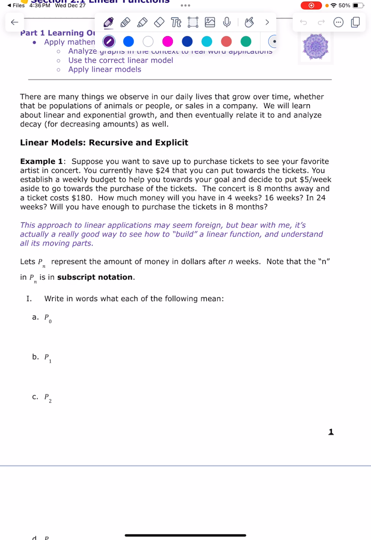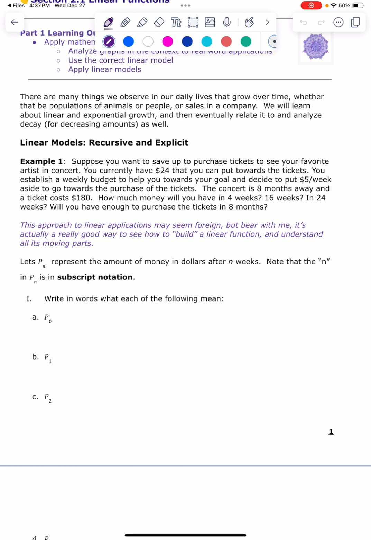So we're going to use an example. You're saving up for tickets to see your favorite artist in concert. Maybe you're a Swiftie, I don't know. And you currently have $24 that you can put towards the tickets. You establish a weekly budget and decide to put $5 a week aside to go towards the purchase of the tickets. The concert is 8 months away and your ticket costs $180. How much money will you have in 4 weeks, 16 weeks, and 24 weeks? Will you have enough to purchase the tickets in 8 months?